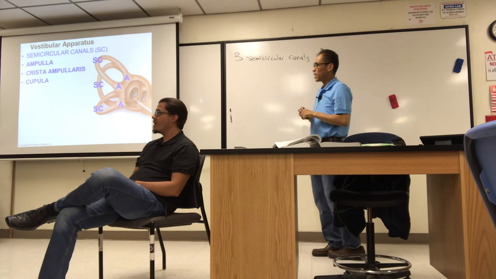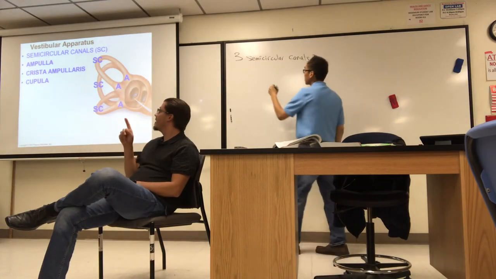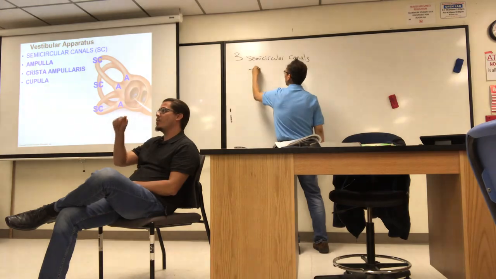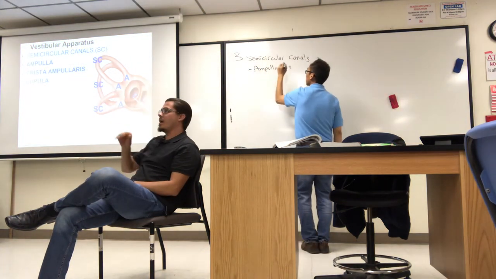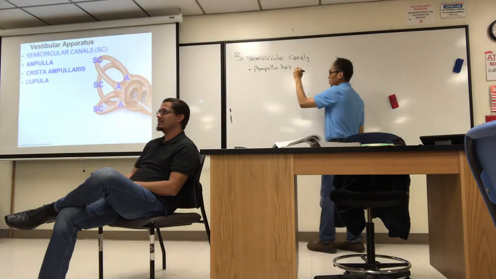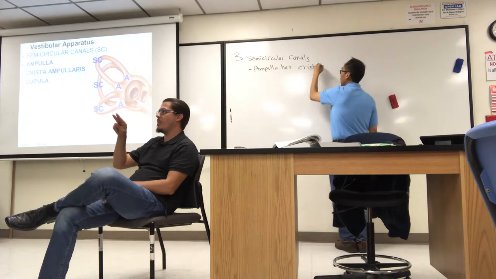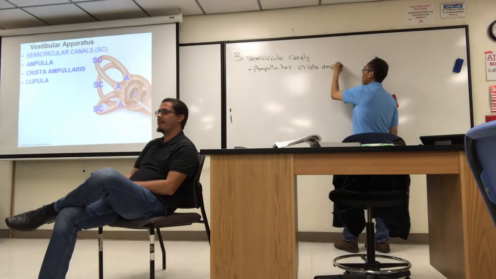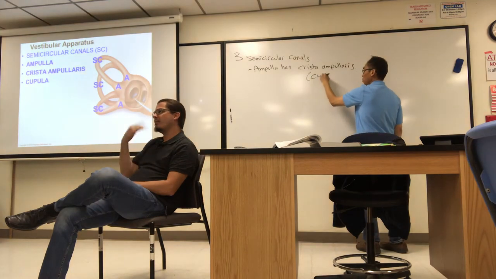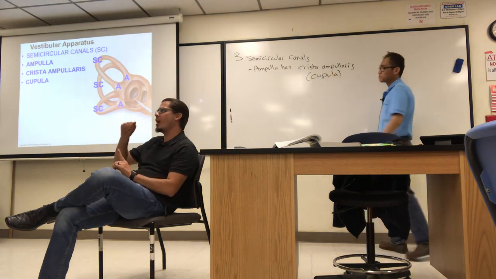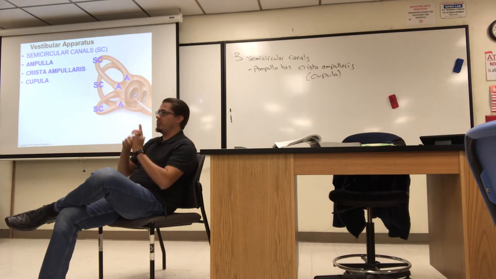So SC is semicircular canal. Remember when I drew it earlier, the ampulla is the base. The ampulla has a distinct structure called the crista ampullaris. And I said earlier, it is stimulated by a cupula. We'll get to a picture of it. But anyways, I just wanted to get those terms introduced.